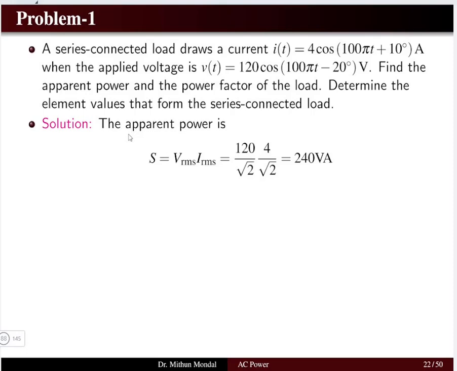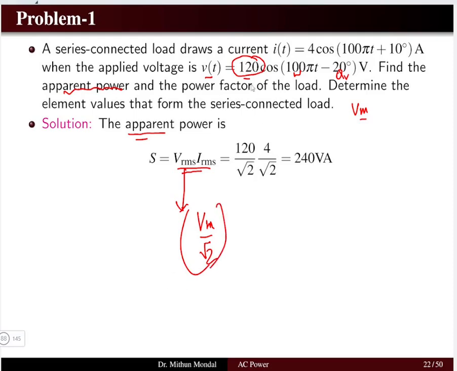Now first we have to determine the apparent power. In the problem we have been asked what is the apparent power. Apparent power is the product of the RMS value of the voltage and the RMS value of the current. Now this 120 is basically Vm, because we know that any AC waveform is written as v(t) equal to Vm cos(omega t + theta V). So here the RMS quantity is equal to Vm by root 2.